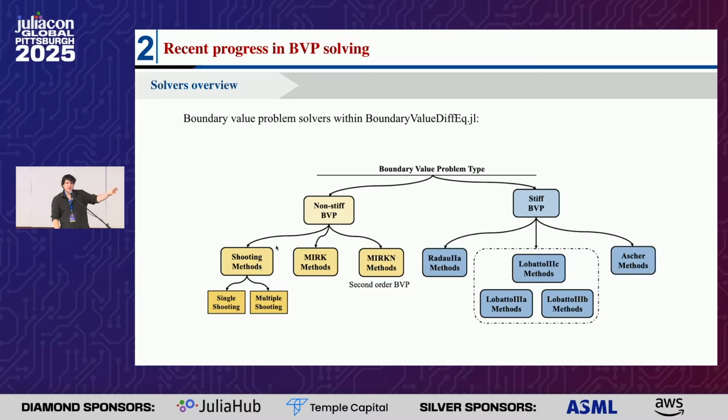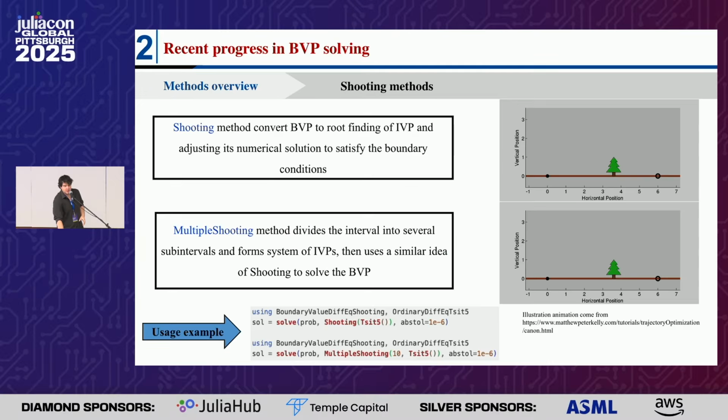If your boundary value problem is easy enough, then you can do some form of shooting. If it's less easy, you can still get away with multiple shooting. If it falls into the hard category, no shooting technique is going to work. But then there are also other techniques like Merck techniques and Merck-N techniques. Merck-N are Nystrom Merck methods, which are non-stiff tableaus specialized to boundary value problems. And then we have a whole group of methods for very highly stiff boundary value problems that you want to solve to high accuracy: Lobatto tableaus, Ascher methods, and Radau tableaus. So let me give a little background on a few of them.